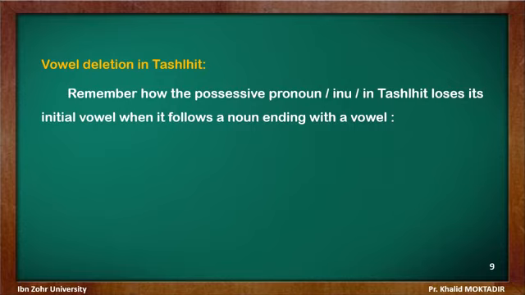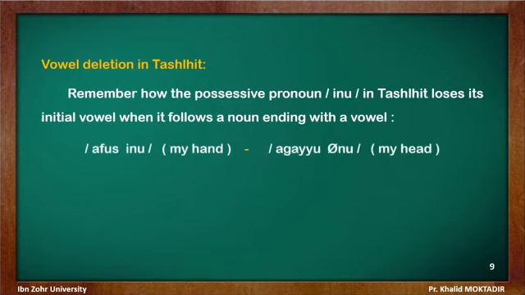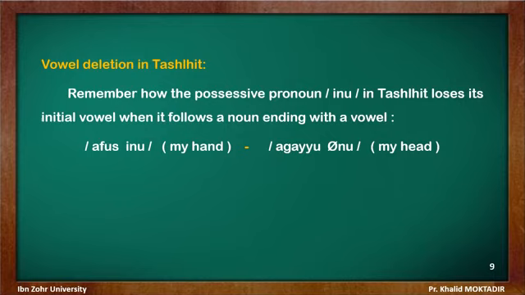Now, vowel deletion in Tashlhiyt. Remember how the possessive pronoun inu in Tashlhiyt loses the vowel e, that's the initial vowel, when it follows a noun ending with a vowel. Look at the examples. Afus inu, afus inu, and agayu inu. No, it should be agayunu. And of course, the vowel is dropped because the preceding word ends with a vowel.